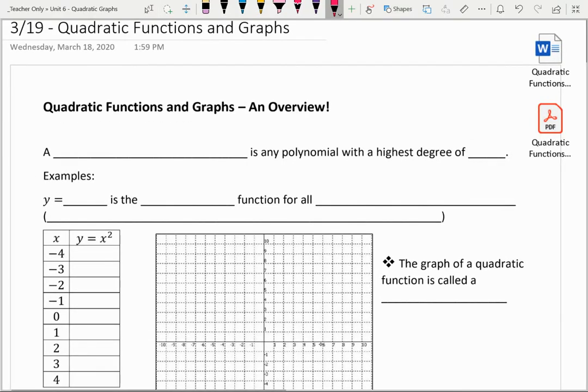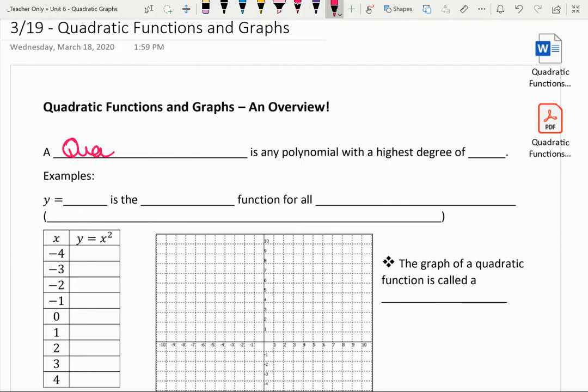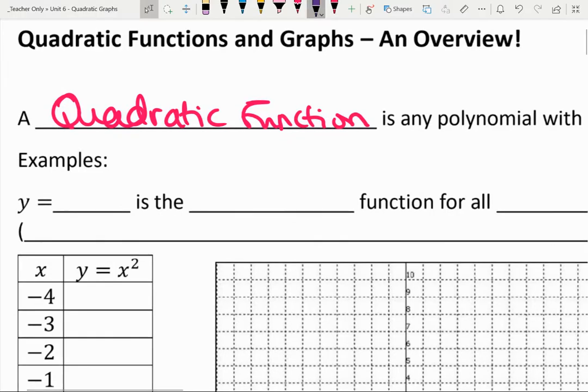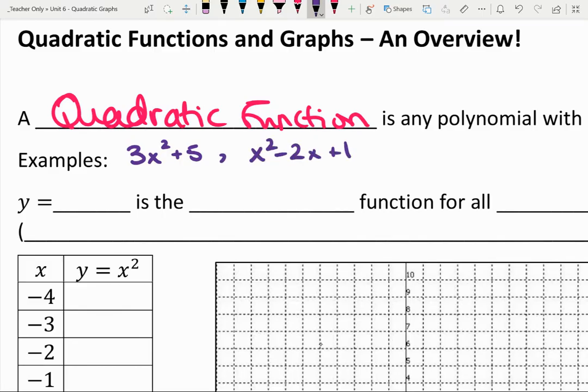So first, let's remind ourselves that a quadratic function is any polynomial with a highest degree of 2, so an exponent of 2. Some examples here might be something like 3x squared plus 5, or x squared minus 2x plus 1. Since those all have that highest exponent of 2, we would have a quadratic function.